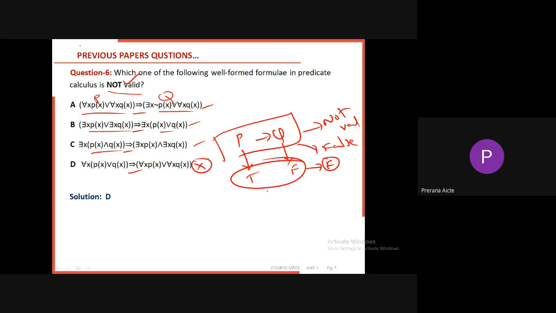Why? Because it is also true here: for all x, p of x or q of x implies for all x p of x or for all x q of x. So that it is not possible, it is possible. That's why it does not become false. Both are true only here, so this is the correct answer for the sixth one.